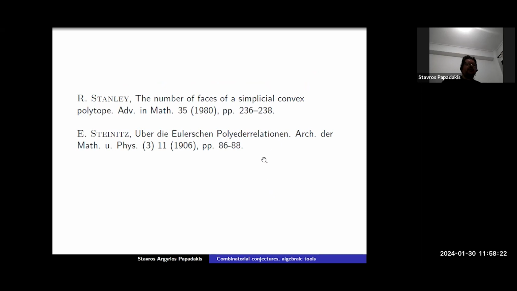And the last one is the paper by Steinitz, which is the reference for the complete characterization of the f-vector of convex three-dimensional polytopes.